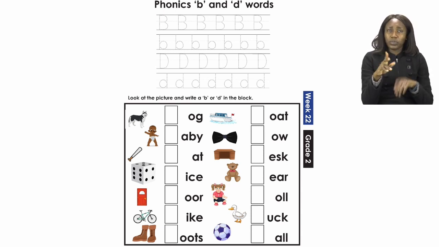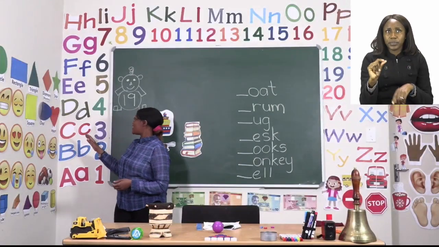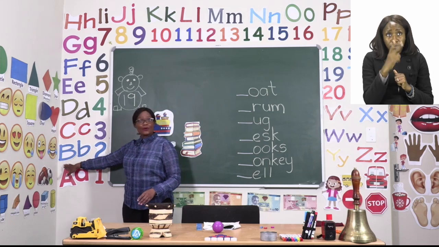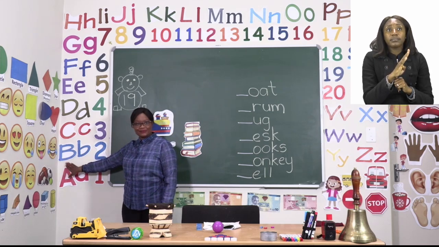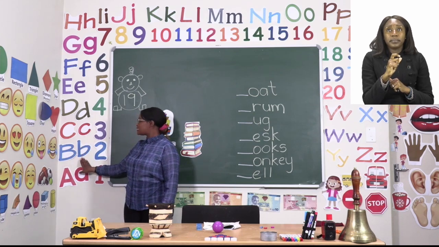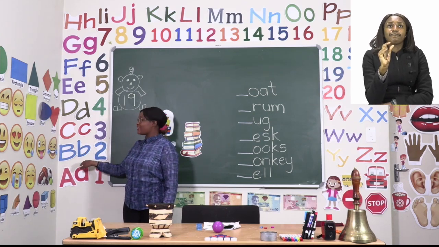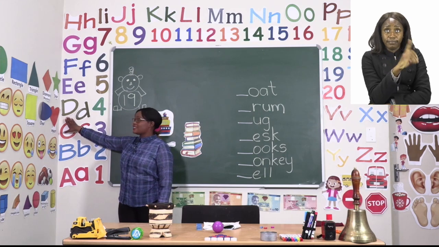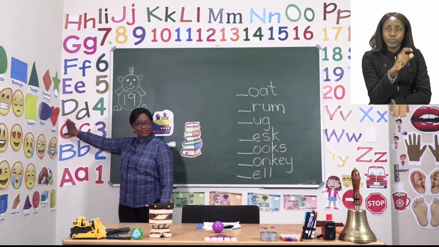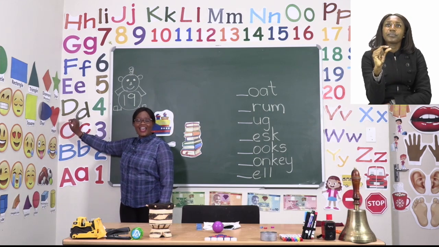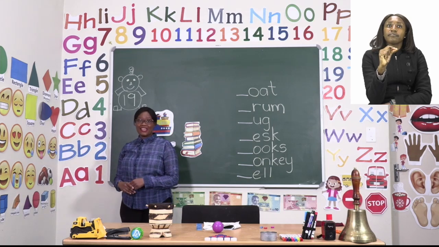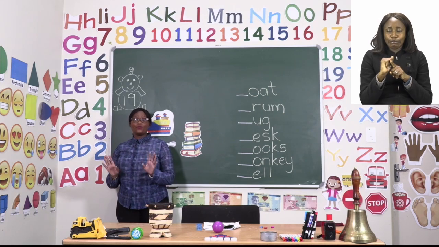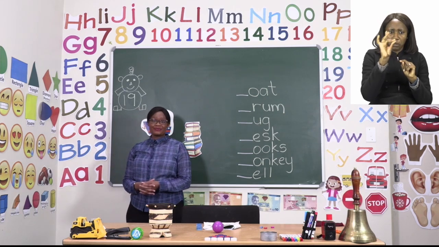Here in the classroom, I also have B and D. Now, as you can see, we have our B. This is our capital letter B. And then our small letter B. Then we have our D. We have a capital letter D and our small letter D. So go ahead and use them for your work.